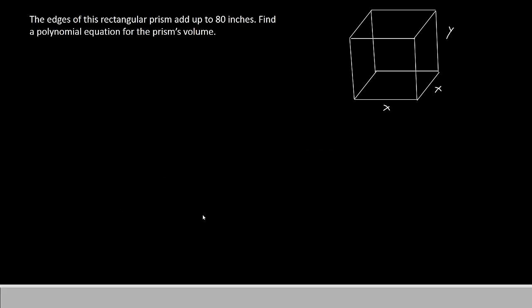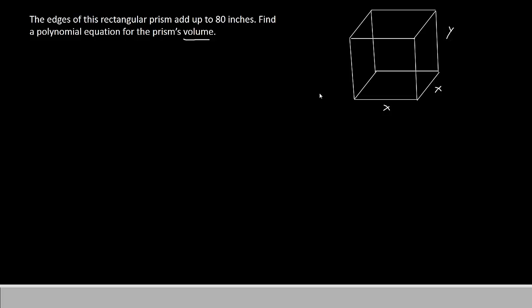The problem today is that the edges of the rectangular prism on the right add up to 80 inches, and your goal is to find a polynomial equation to find the prism's volume. I've given you that the two sides that make the base, here and here, are the same, and I'm going to call them x, and that the height is called y.